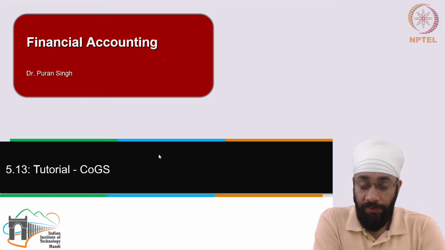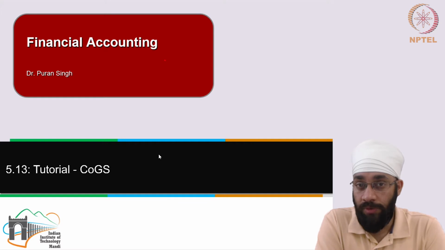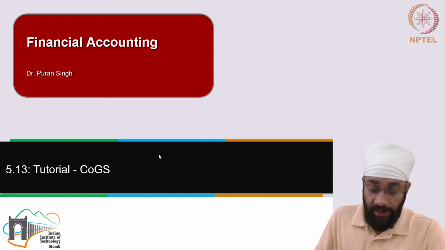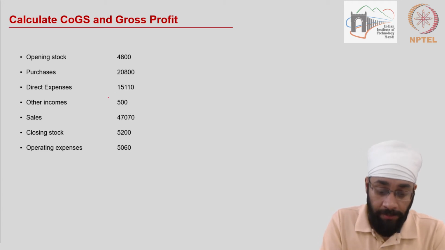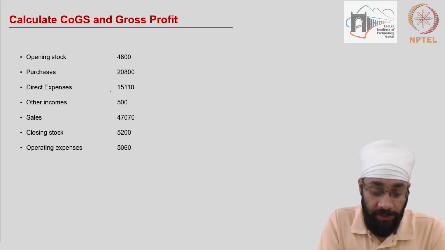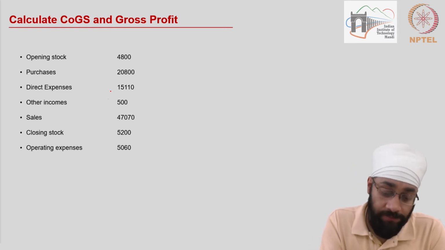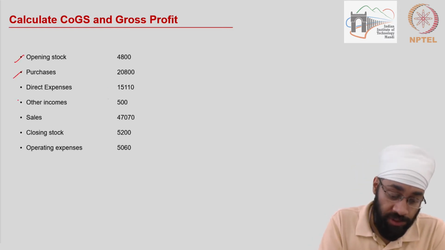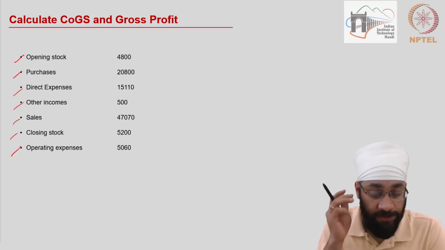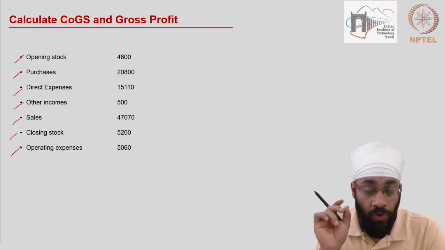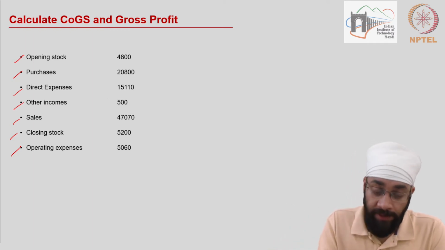Welcome to another tutorial. We are going to discuss the concept of cost of goods sold a little bit more. I have emphasized this concept in the previous videos, but let me do a dedicated session on this. So on the screen, you have a list of items: opening stock, purchases, direct expenses, other income, sales, closing stock, operating expenses. You need to calculate cost of the goods sold and the gross profit.